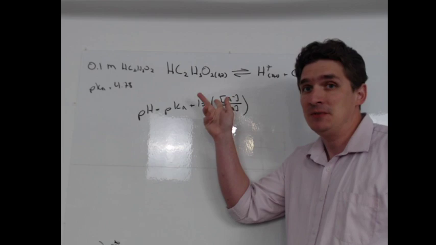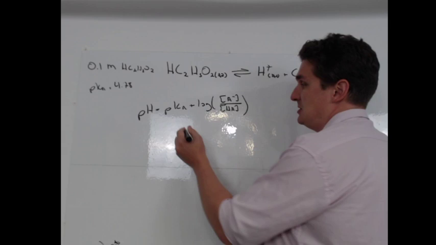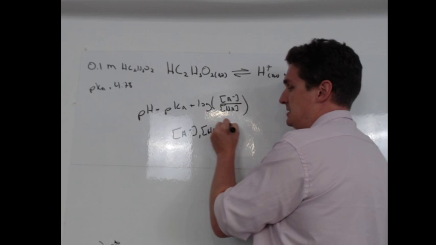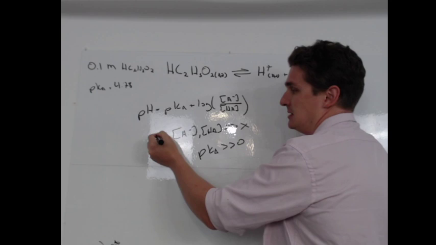So this is going to force you to actually work through the ICE tables. Henderson-Hasselbalch is okay to use if you have a buffer mixture. And again, the assumption here is that your concentrations of the conjugate base and the acid are greater than the extent of reaction. This will be true if your pKa is very large, meaning that you have a weak acid, or that these concentrations are usually greater than 0.1 molar.